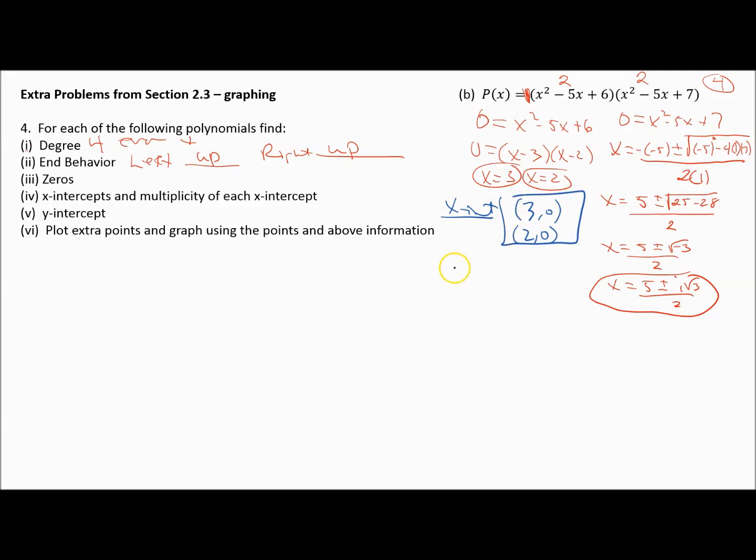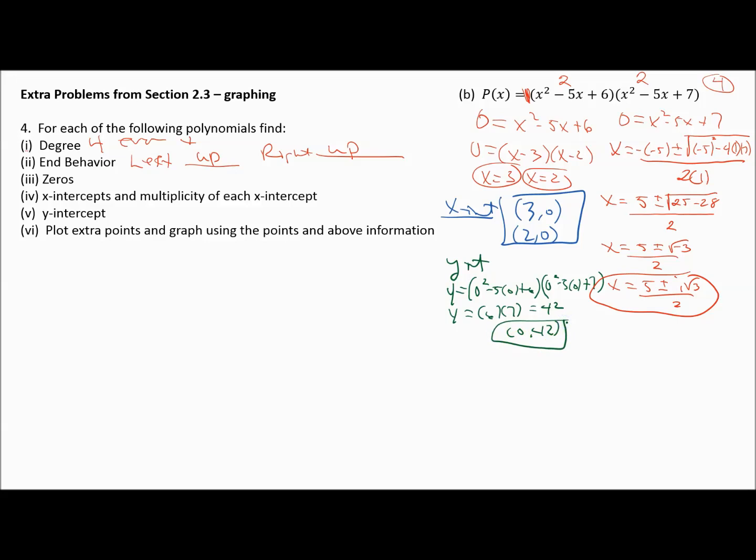In green, let's find our y-intercept. Let's see if I can sneak it over here and get my whole graph on this page. So for the y-intercept, you plug 0 into the original function. So I have y equals 0 squared minus 5 times 0 plus 6, times 0 squared minus 5 times 0 plus 7. That's going to give me y equals 6 times 7, which is 42. So the point (0, 42) is my y-intercept. Okay?